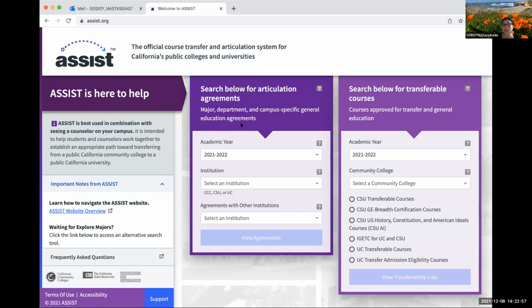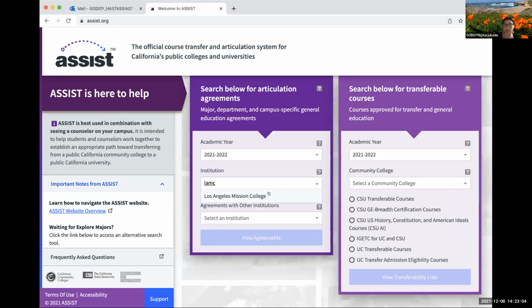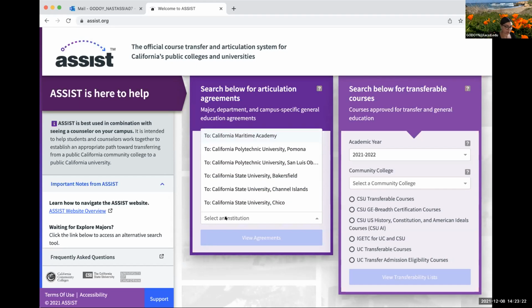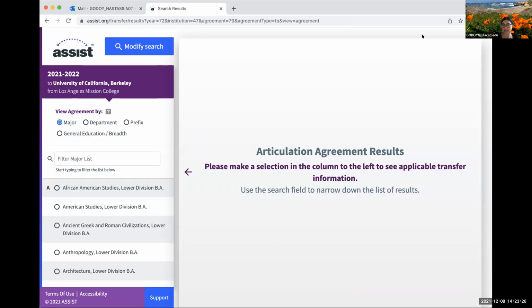Okay, so first we need to know where we're transferring from, right? So we always start with the institution that we're transferring from. For the purposes of this assignment, it's going to be LA Mission College because I'm teaching through LA Mission College. Someone in the chat tell me a UC or a Cal State you would like to transfer to. And you can put it in the chat. Axel put Berkeley. Awesome. So we're going to put in UC Berkeley, and then we click on View Agreements.